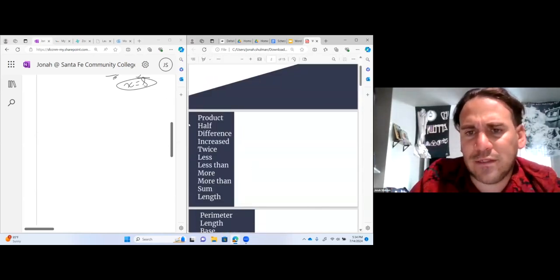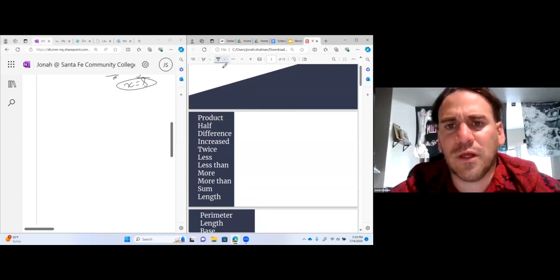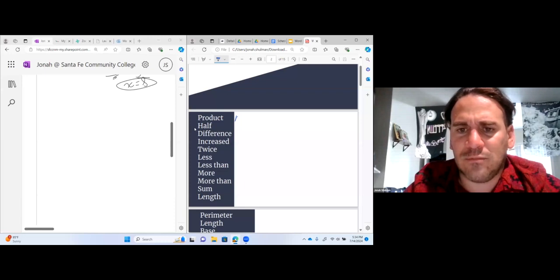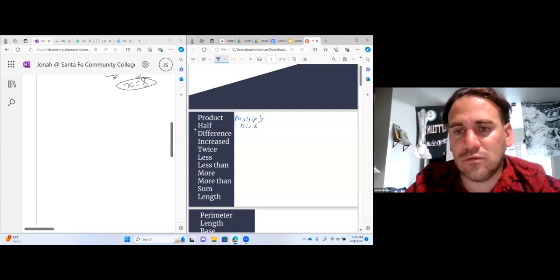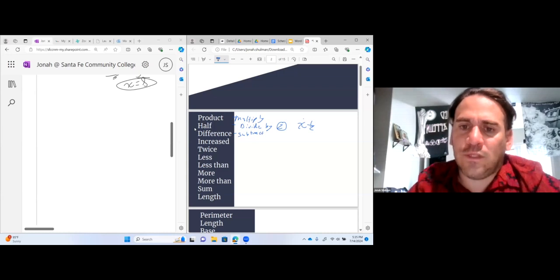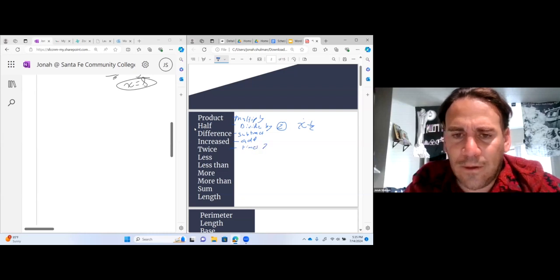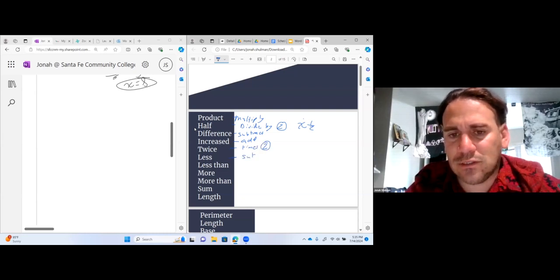So when they say product, the first thing we're going to think about for product is to multiply, okay? They say the product of two, that means to multiply. When they say half, we're literally going to divide by 2, or multiply by 1/2. When they say difference, this means to subtract. When they say increase, that's add. When they say twice, that's times 2. And when they say less, this means subtract.